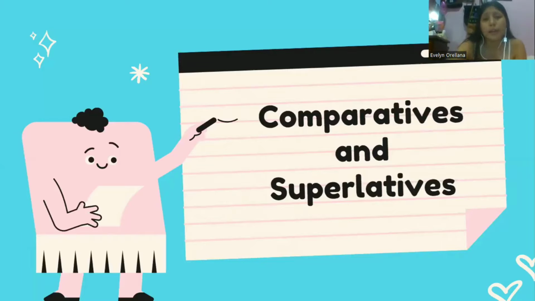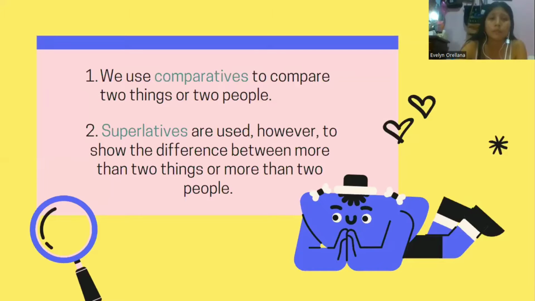And we can learn about comparatives and superlatives. We use comparatives to compare two things or two people. Superlatives, however, are used to show the difference between more than two things or more than two people.